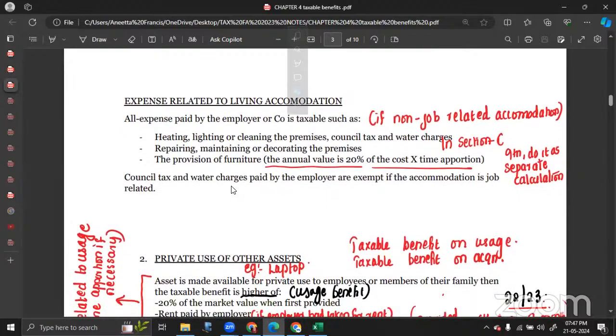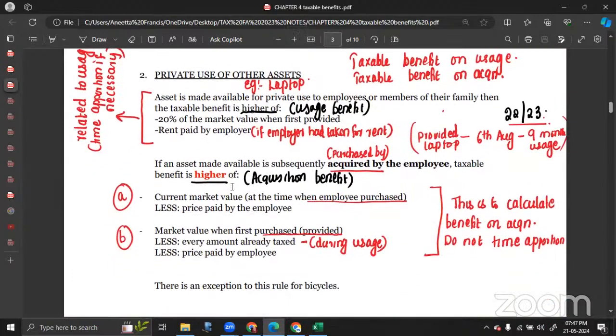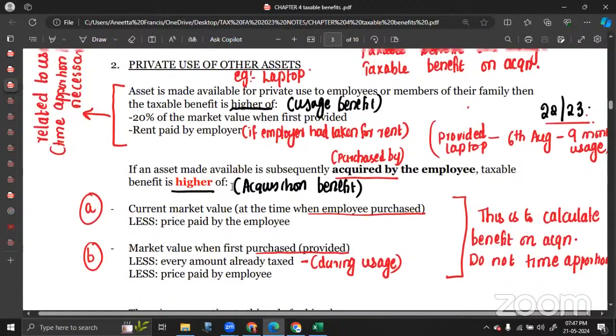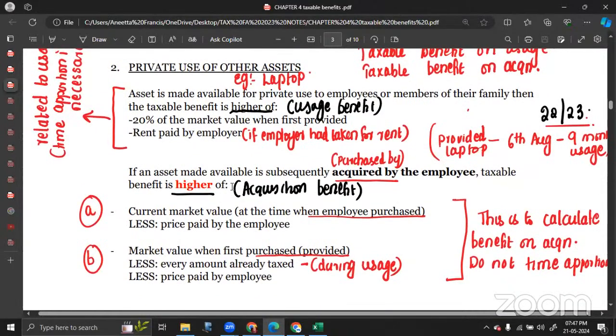Now moving on to the next one. Private use of asset, again very commonly tested in Section A. If an employee is given an asset for private use by an employer, you will have to calculate the usage benefit, which is higher of 20% of the market value when it was provided to the employee, and if it was rented by the employer, the rent paid by the employer. Normally it is owned by the employer, so you can avoid this portion. It is 20% of the market value when first provided.